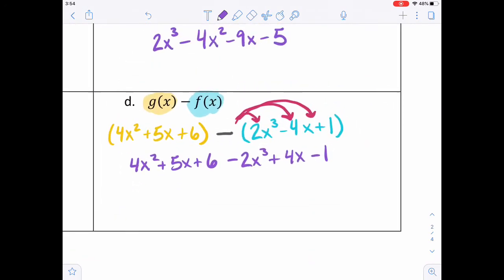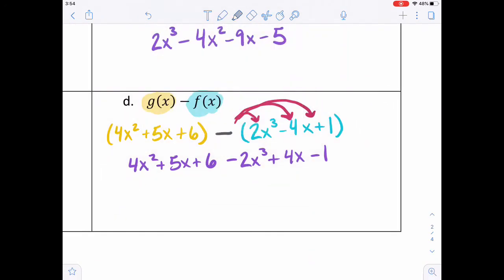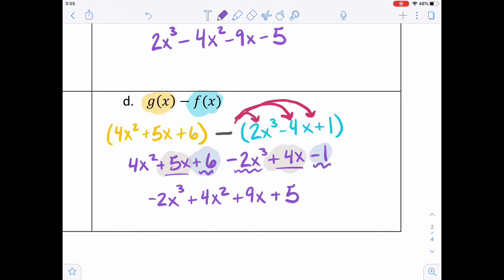And now, like before, we are going to combine our like terms. So we've got our constants, and we've got our x's. Highest degree term first, that's over here now. So negative 2x cubed, then we put our square, plus 4x squared. Combine our x's, we get plus 9x. Combine our constants, and we get plus 5.